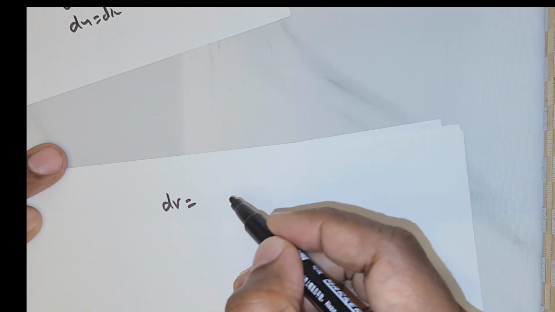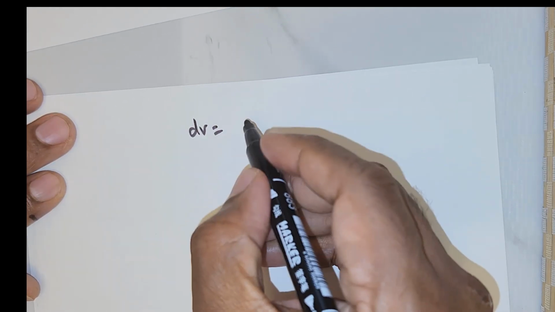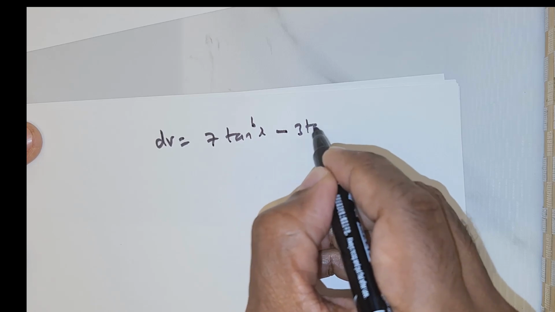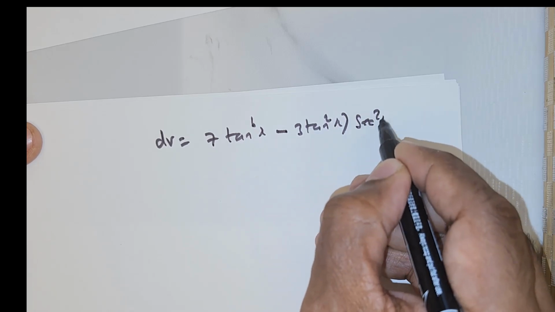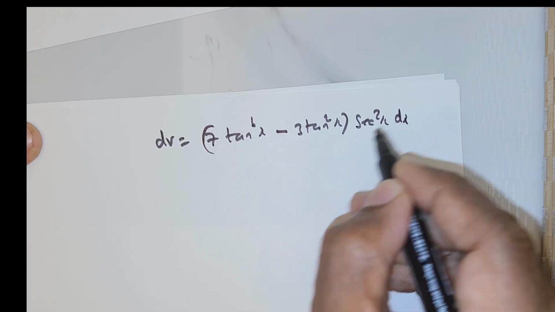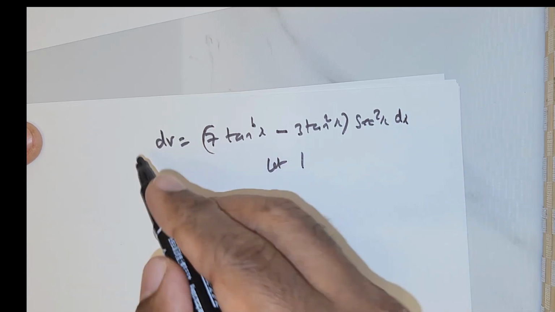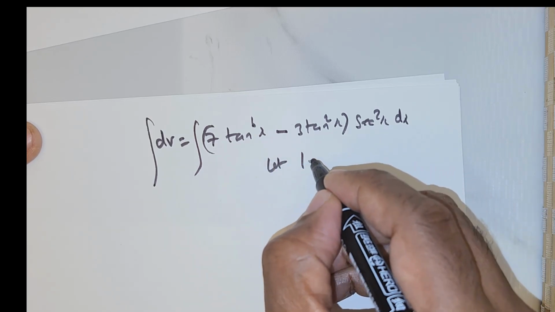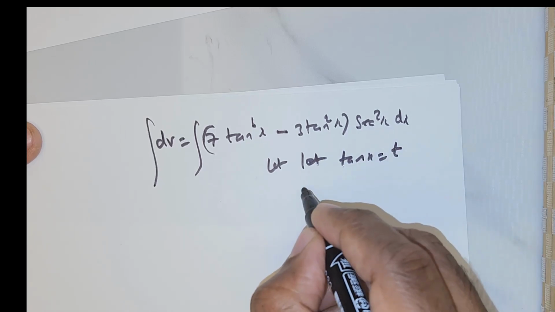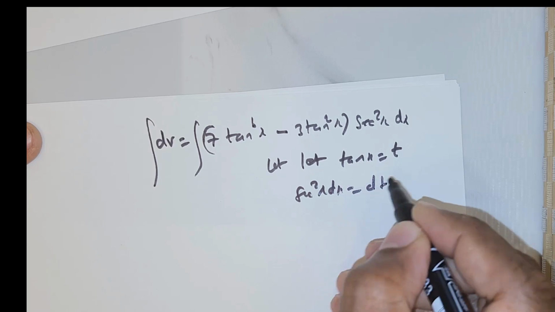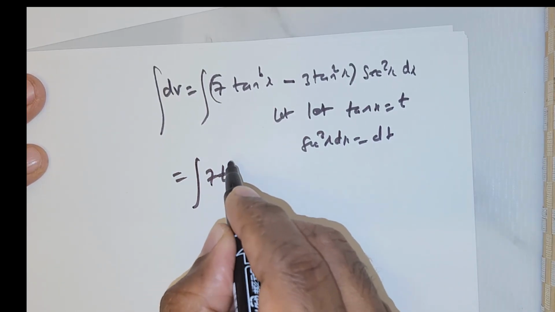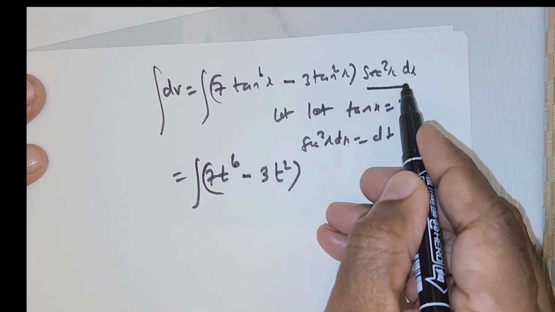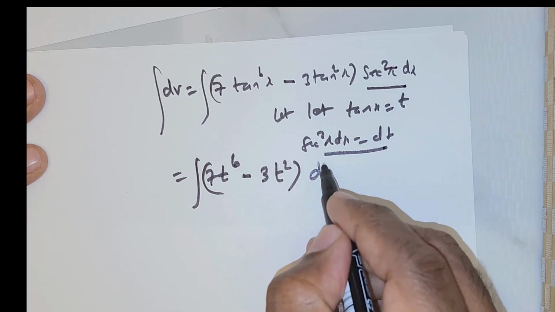Now we need to integrate this, right, to get the v value. So integral of 7 times tan raised to the power of 6x minus 3 times tan squared x times secant squared x dx. Let there be an integral operator operating on both the left and the right. So let me take tan x is equal to t. I differentiate this, I get secant squared x dx is equal to dt. So this is integral 7 times t raised to the power of 6 minus 3 times t raised to the power of 2, and secant squared x dx is dt.